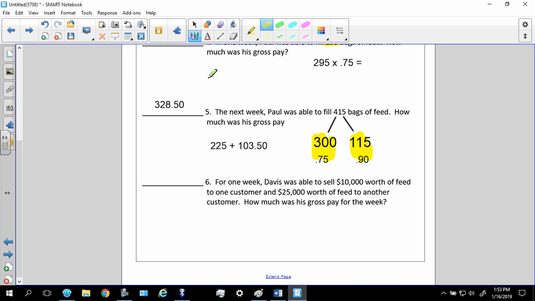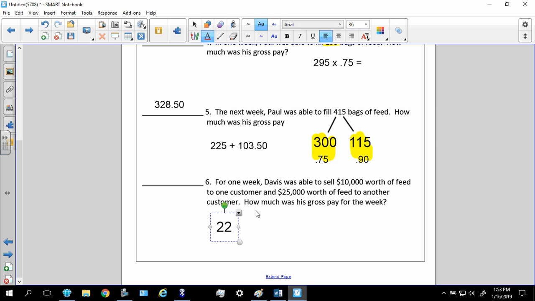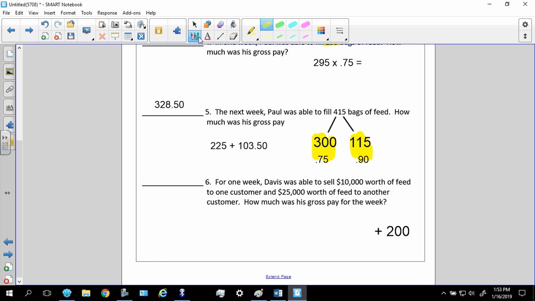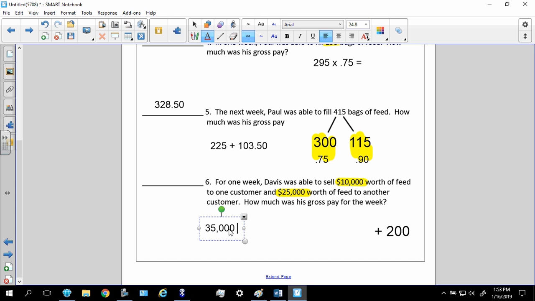So we already know, because he has a base pay, we are going to add $200. So $200 will be added. I'm just going to put that over there. So we've got to add $200 to whatever we get. Let's see what else. He sold $10,000 worth of feed to one customer and 25 to another. When I add them all up, that's $35,000. But he gets 3% of that, so I'm going to multiply that by 0.03. And when I do that, I believe that's going to be 1,050.